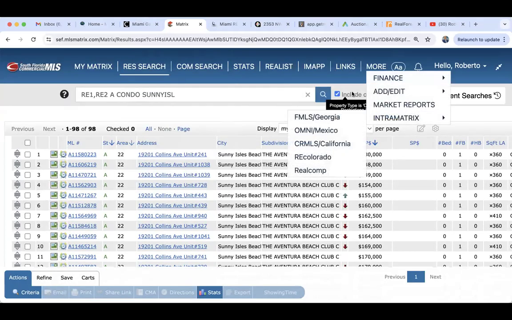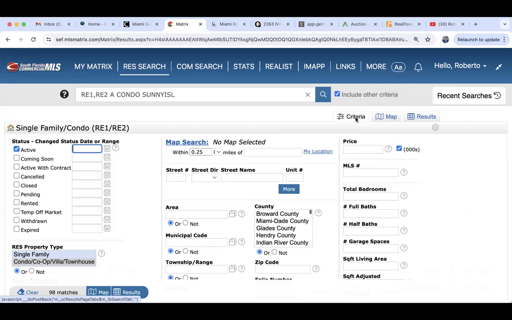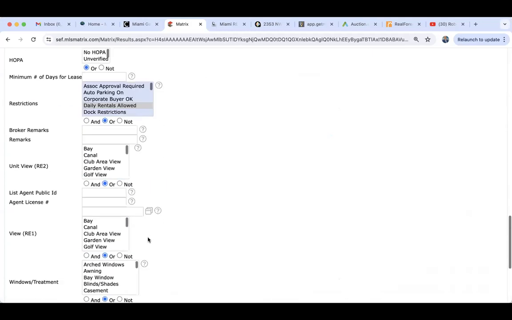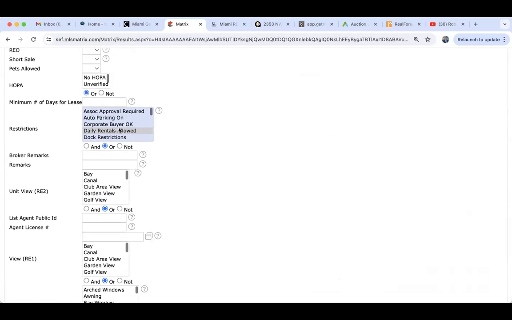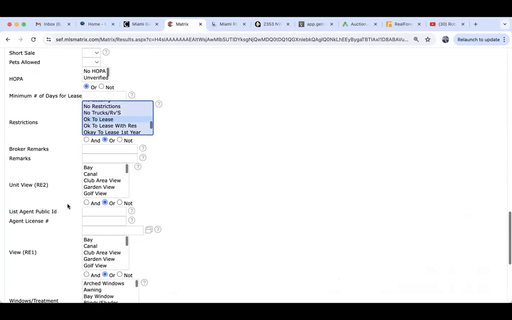I'm going to go back to criteria. Now, if you're not interested in daily rentals, you're just interested in finding a condo that allows you to rent it. All right, we're going to go back to restrictions, and we're no longer going to select daily rentals. We're going to select okay to lease. All right, okay to lease in Sunny Isles results in 467 matches.